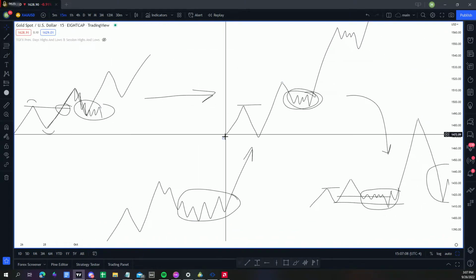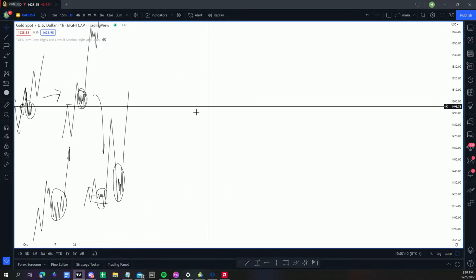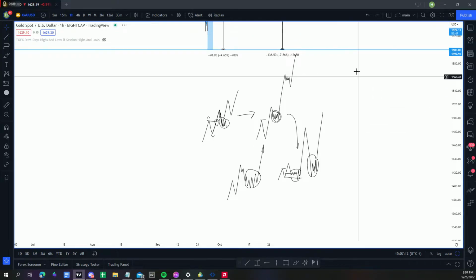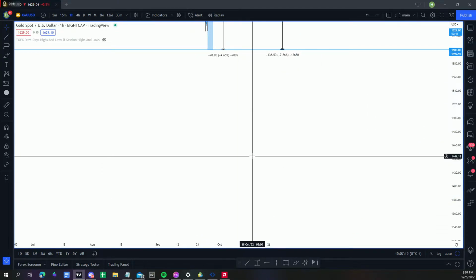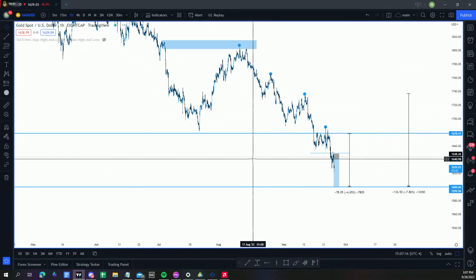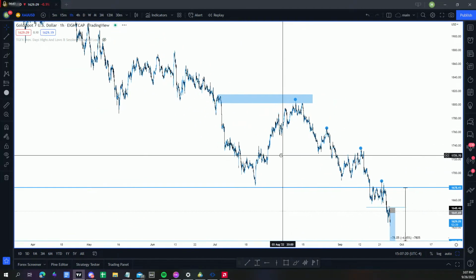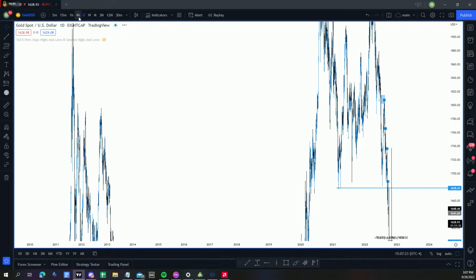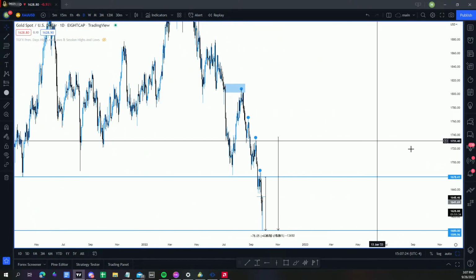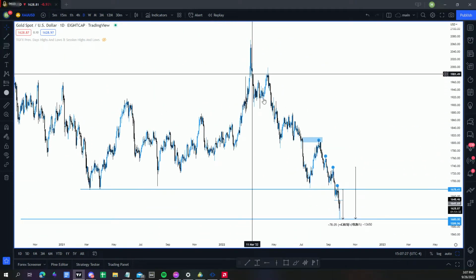So let's look at some actual examples real quick. We will remove all of this, and we'll just look at this trade I actually took this morning. Now, this is gold. We've been kind of going over the gold mainly in these videos. But as you can see here, gold was in this downtrend.